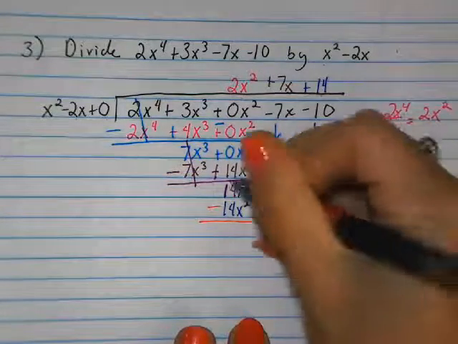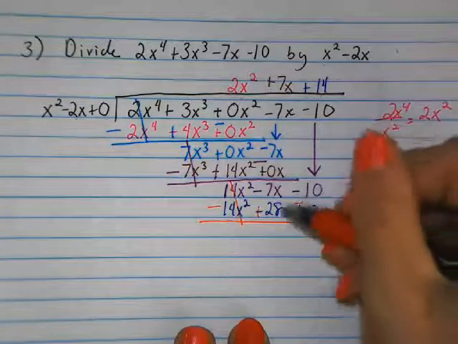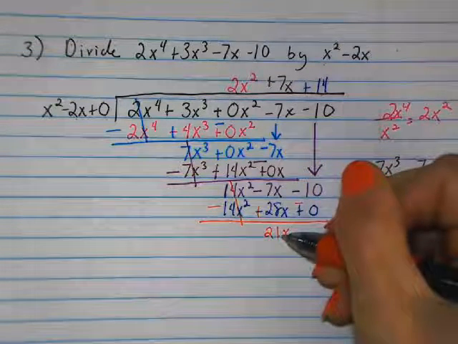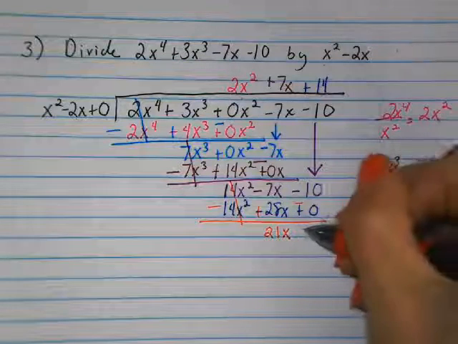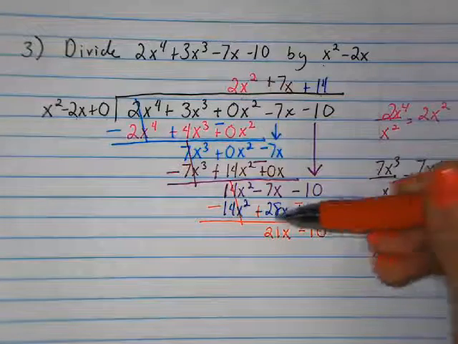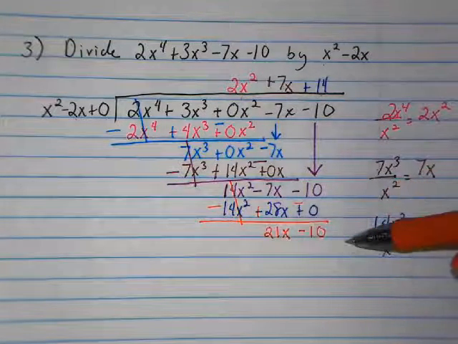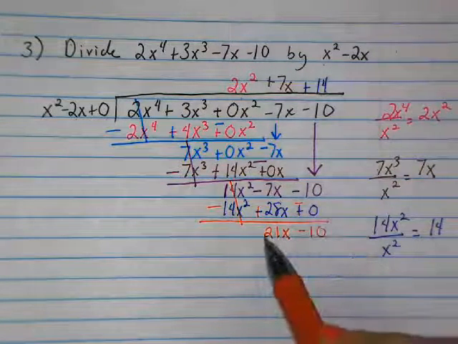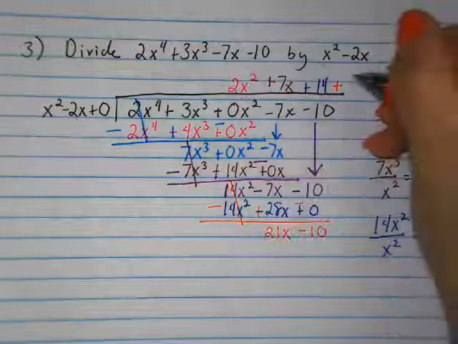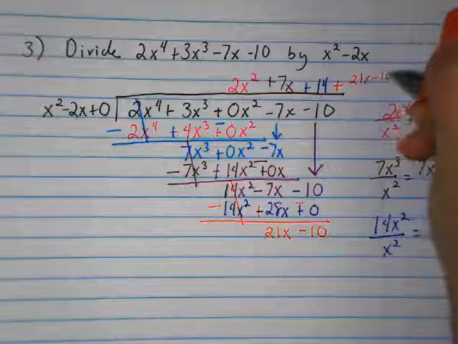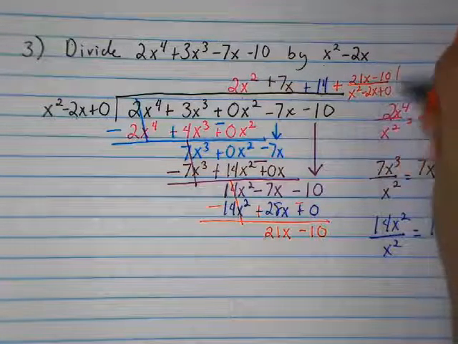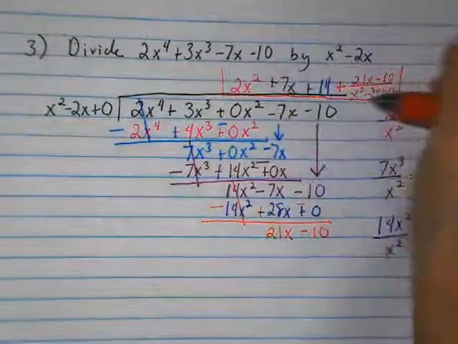So these are gone, and I have 21x minus 10. Notice I have nothing else to bring down. So this number is my remainder. What is his sign? Plus, right, because he's positive, 21x minus 10 over x squared minus 2x plus 0. And that is your answer.